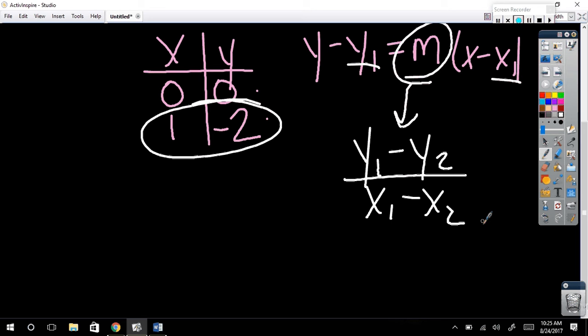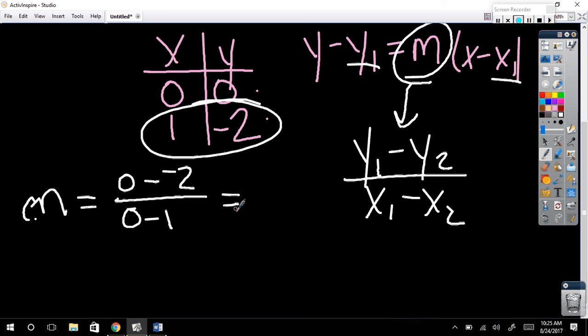All right, so I'm going to just take these and say my slope here is 0 minus -2 over 0 minus 1. What does the top become? 2. What's the bottom? What's 0 minus 1, guys? -1. What is 2 divided by -1? -2.